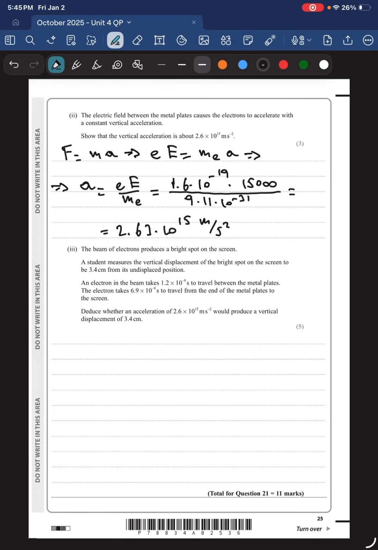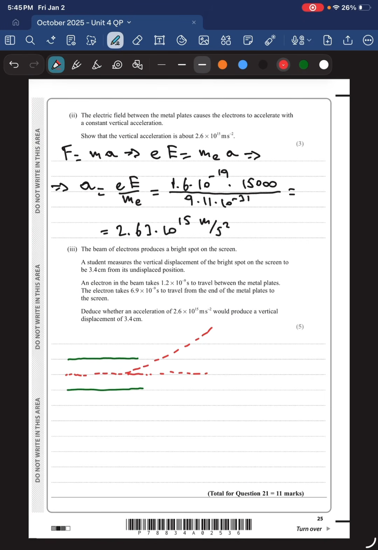Okay, so this is a complicated problem. Let me show you the setup. These are the parallel plates. Let's assume the electron is in the middle. It starts like this and gets displaced like this. This was the initial trajectory, but it gets deflected because of these two green electric plates.